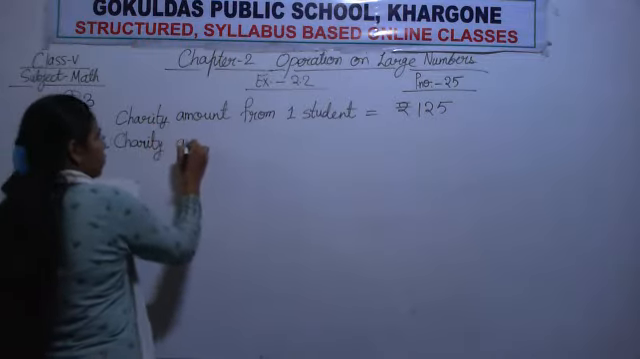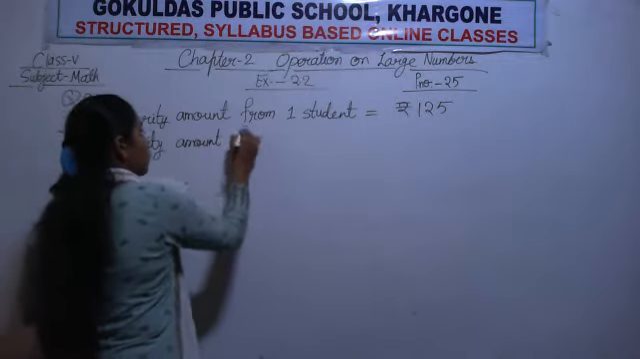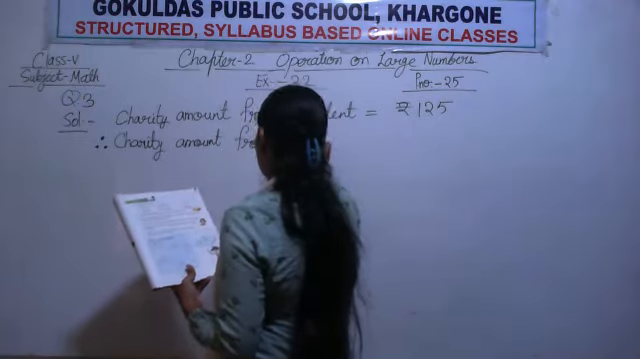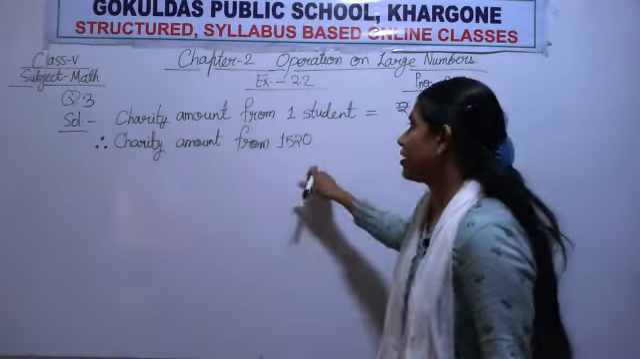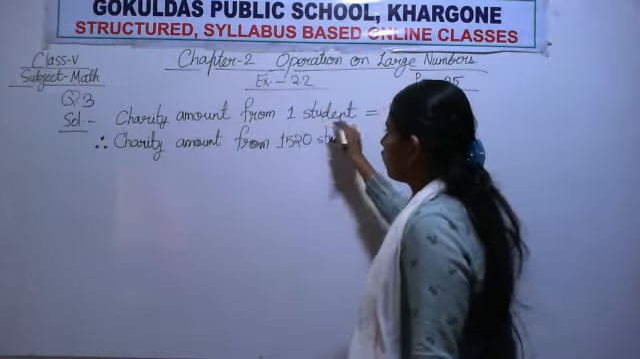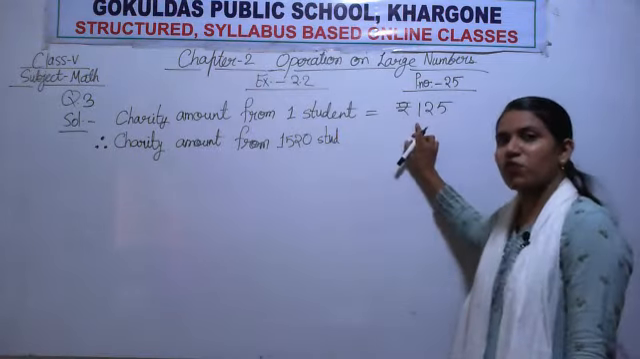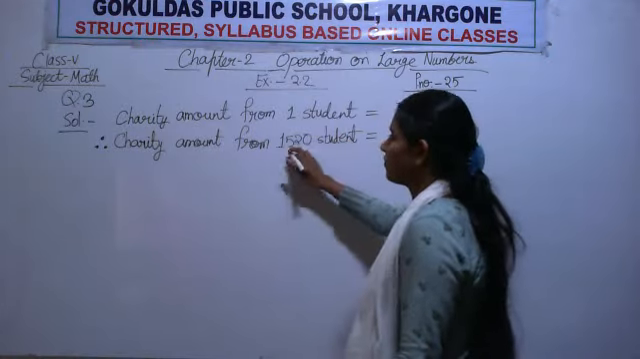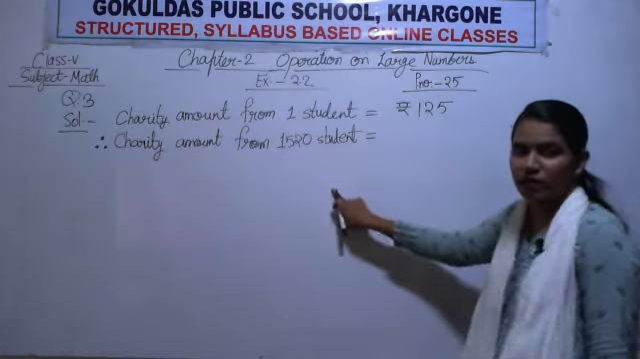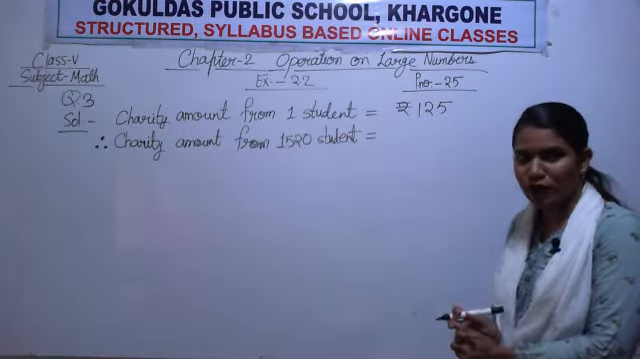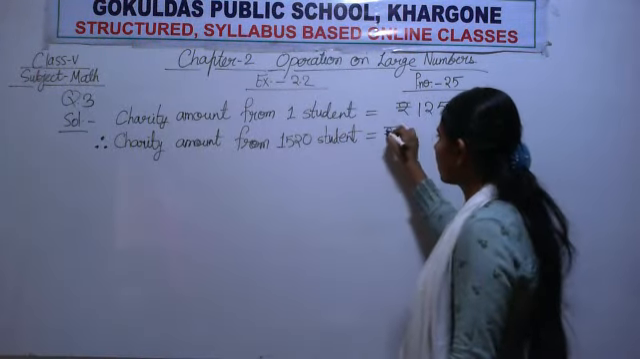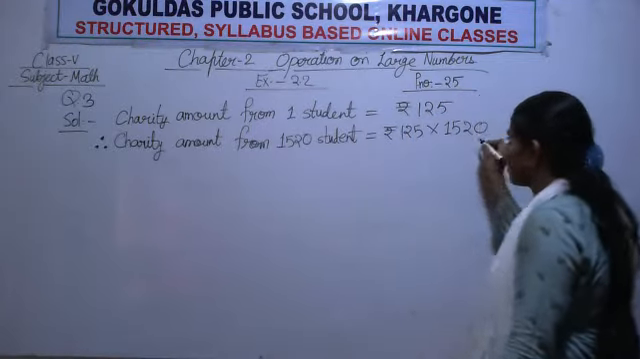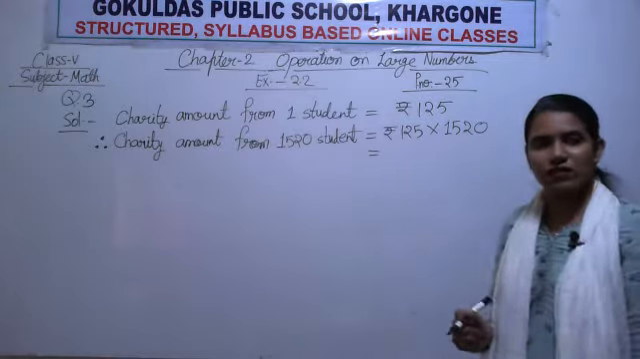Therefore, charity amount from how many students? From total 1520 students. For one student the amount is rupees 125 and you don't know the charity amount from 1520 students. So what you will do, you will multiply this number by 1520. Okay, then you will get the answer.